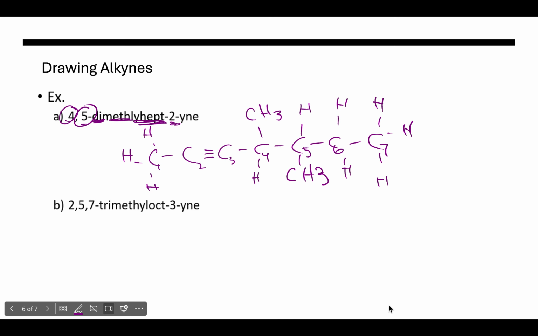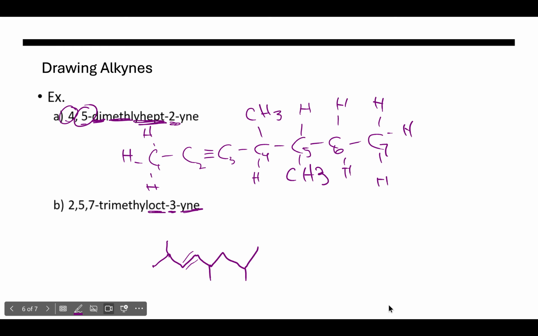This last one, let's do a line diagram to make it a little bit easier. We have oct, which is 8, and then on carbon 3, so between 3 and 4, you have your triple bond. So we have carbon 1, 2, 3, 4, 5, 6, 7, and 8. Between carbon 3 and 4, you have your triple bond. On carbon 2, you have a methyl group. On carbon 5, you have a methyl group. And on carbon 7, you have a methyl group. And now this one is done.